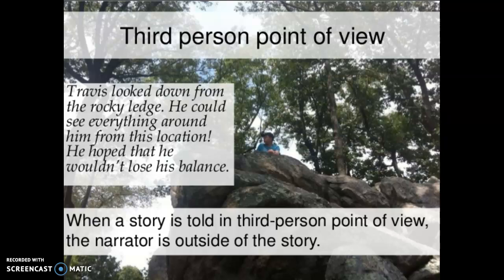Travis looked down from the rocky ledge. He could see everything around him from this location. He hoped that he wouldn't lose his balance.